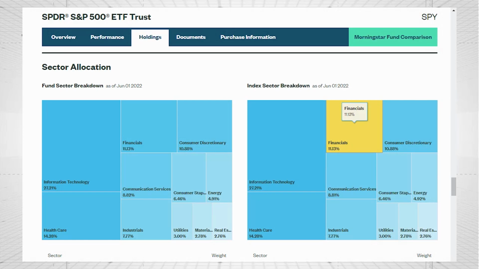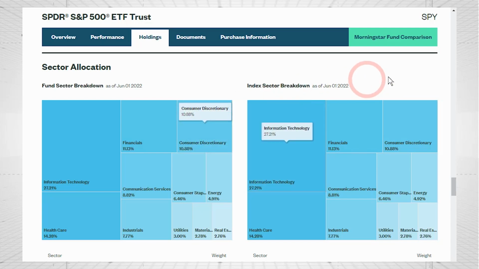So I'm going to next look at the big offensive sectors. And it's important to remember that SPY and the S&P 500 are market capitalization weighted indexes, or an ETF, basically SPY.